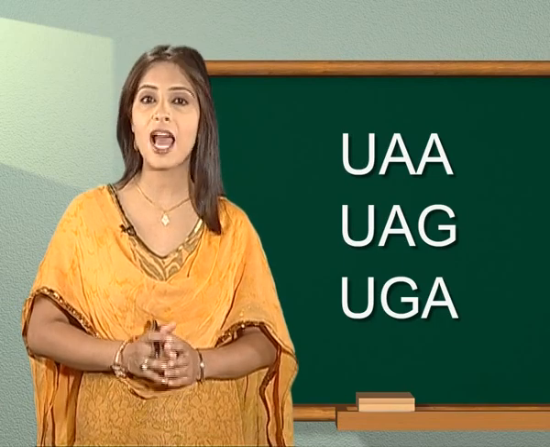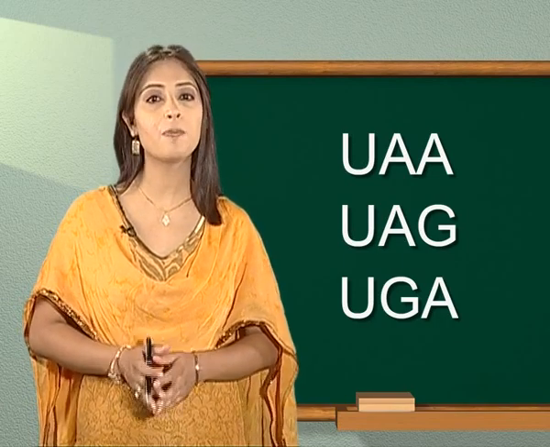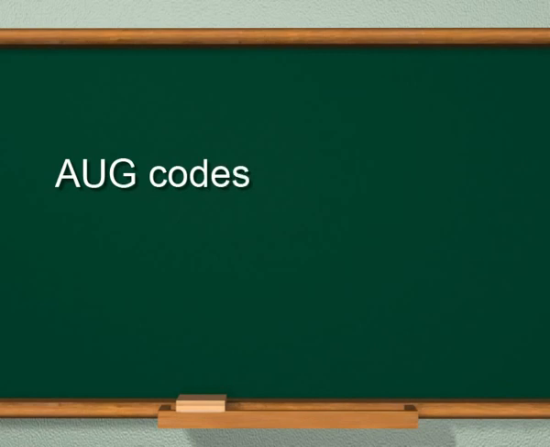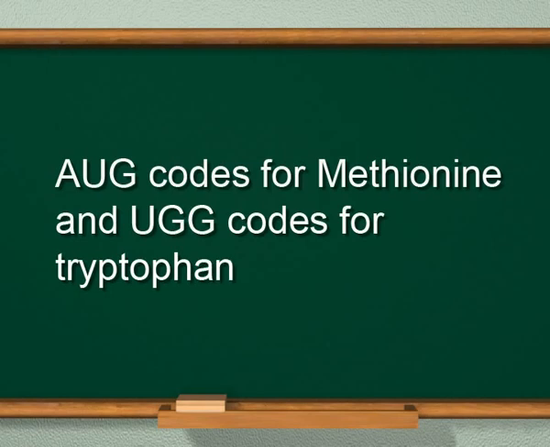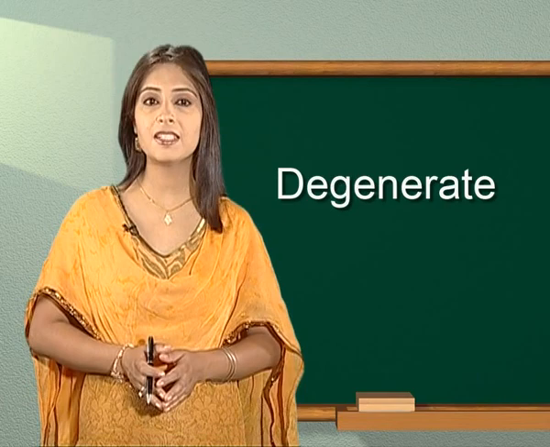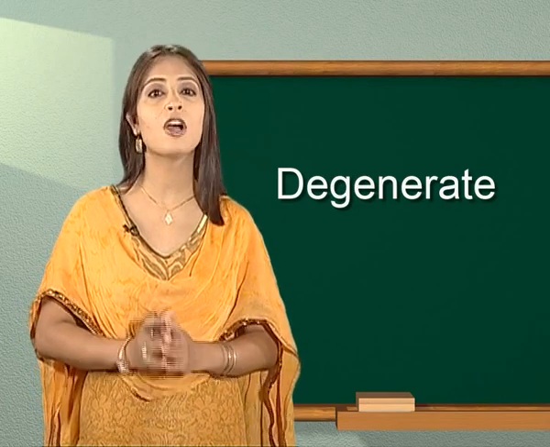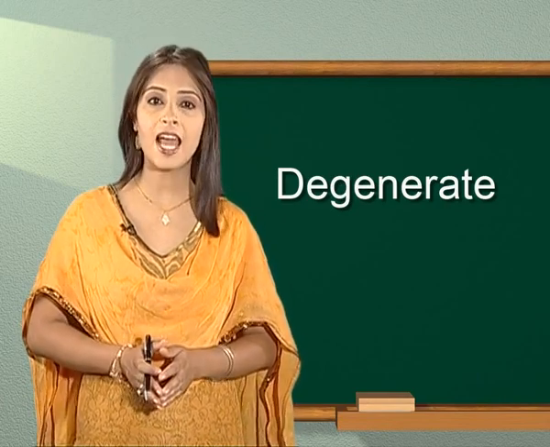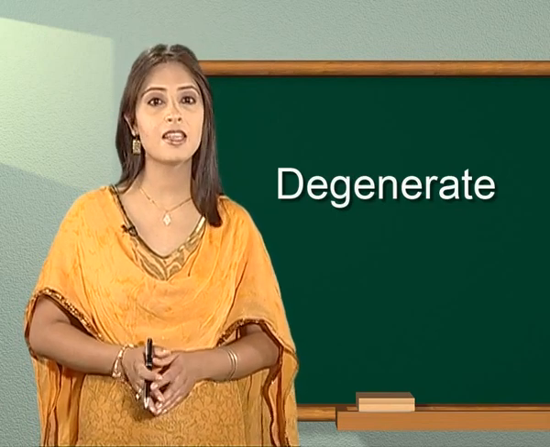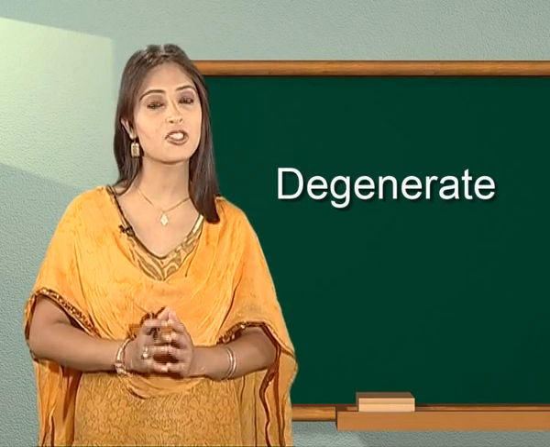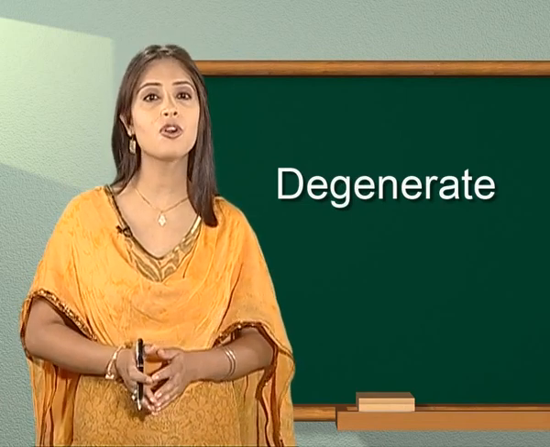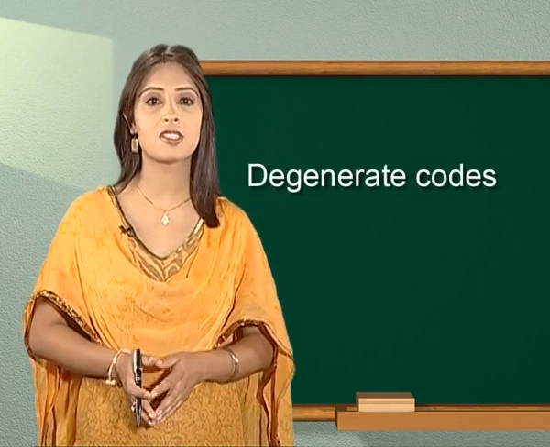Can you name the amino acids coded by single triplet codons? AUG codes for methionine and UGG codes for tryptophan. The genetic code is degenerate, meaning most amino acids have more than one codon, like leucine, serine and arginine. These all have 6 different codons. What are such codes known as? These are known as degenerate codes.